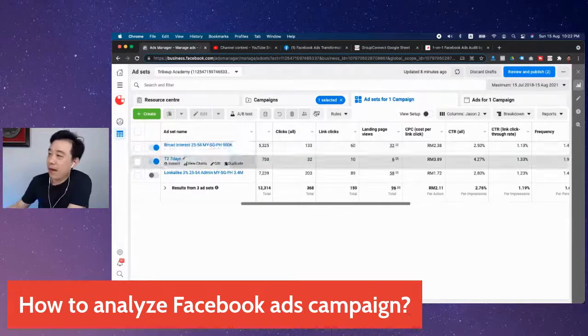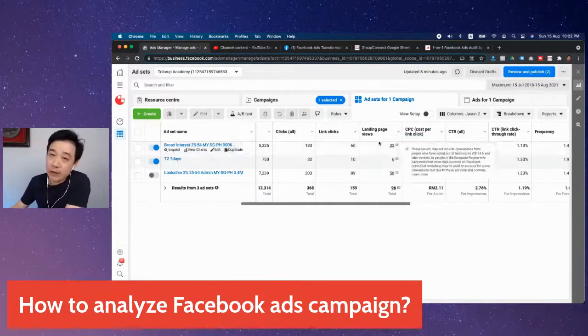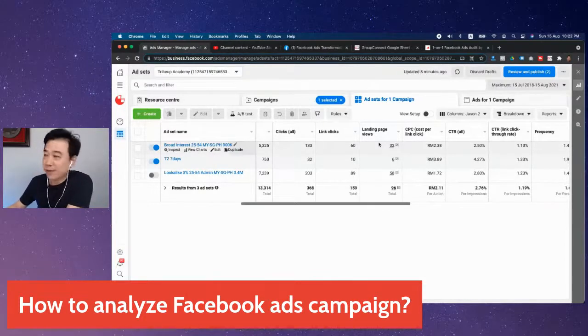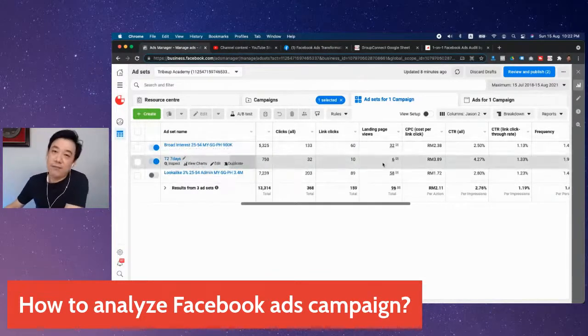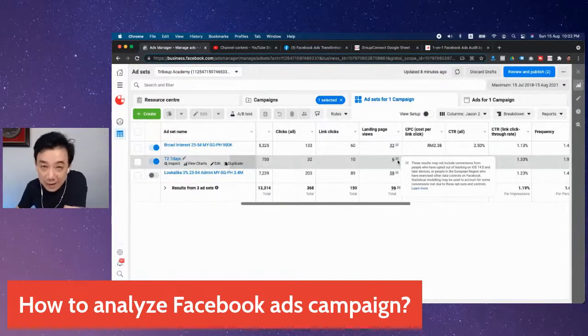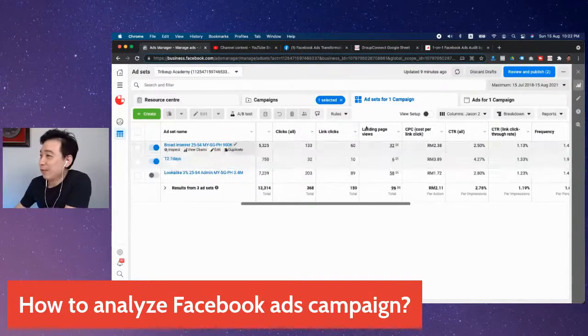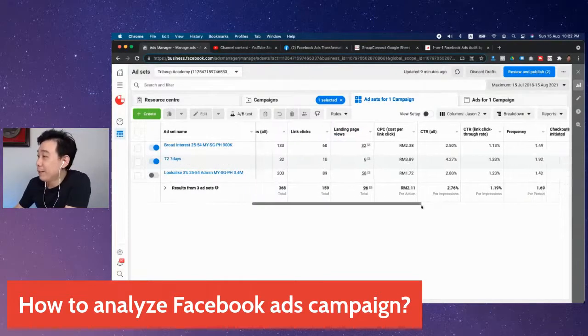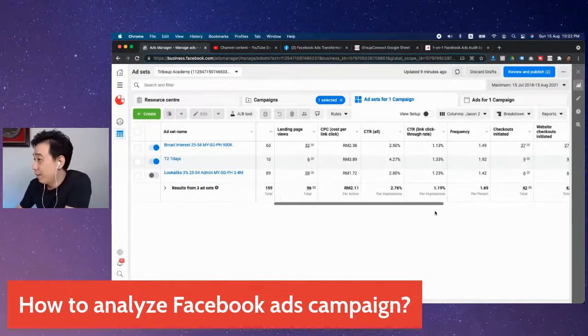Let's say our benchmark is usually about 50%. So for 60 clicks, if we have 32 land, this is healthy. And if you have 10 clicks and 6 land, this is healthy. But if you have 60 clicks and only 10 land, then your website seriously has an issue. Agree or not? So that's where we look further into this thing.